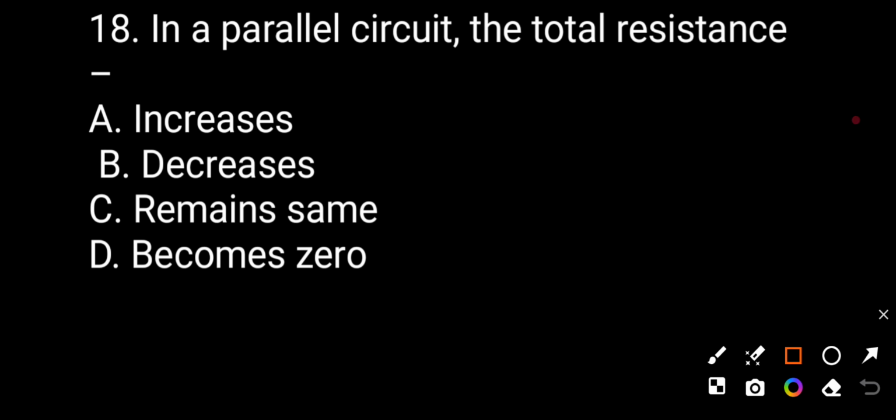In a parallel circuit, the total resistance: option A increases, option B decreases, option C remains constant, option D becomes zero. So it will decrease, so option B is correct.